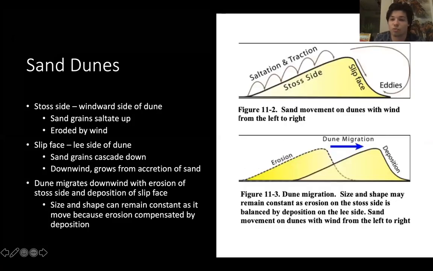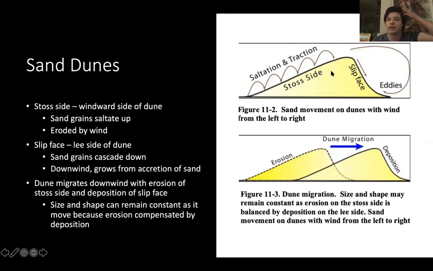And now we'll switch over and talk a little bit about sand dunes. So with sand dunes, you can see here in this image on the right that there is a stoss side and a slip face. So the stoss side is the windward side of the dune. This is where sand grains tend to saltate up, as you can see in this image. And generally, these sides are eroded by wind.